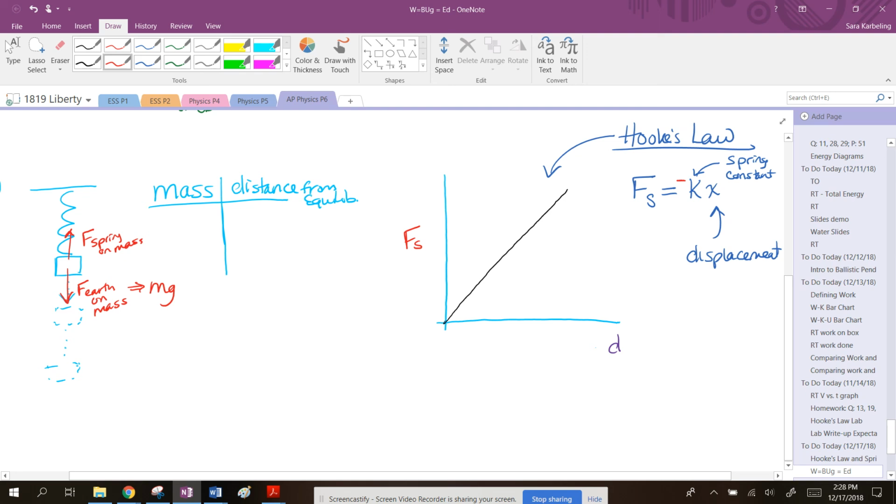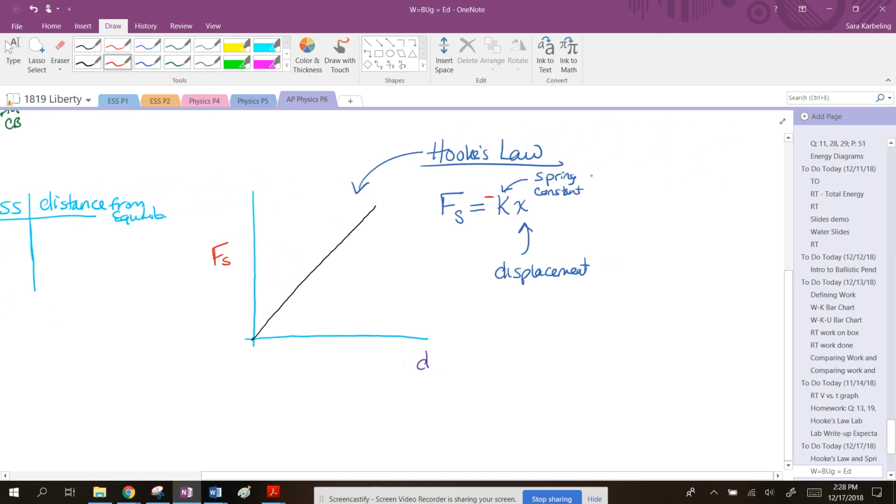Okay. Hey, quick question about the spring constant before we move on. What are the units of the spring constant? Talk to your neighbors and figure that out real quick.